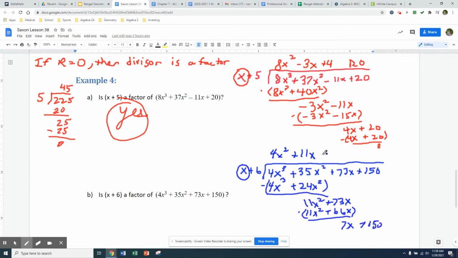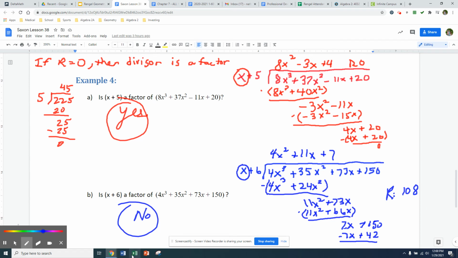Next, I've got an x, and I'm trying to multiply to get to 7x. That's going to be plus 7. 7 times x is 7x. 7 times 6 is plus 42. And here we can see that when we subtract this, we're going to end up getting a remainder of 108. Since it has a remainder of 108, that one would be no. It's not going to be a factor. We can still divide it and still get an answer, but it is not going to be a factor of the polynomial 4x to the third plus 35x squared plus 73x plus 150.